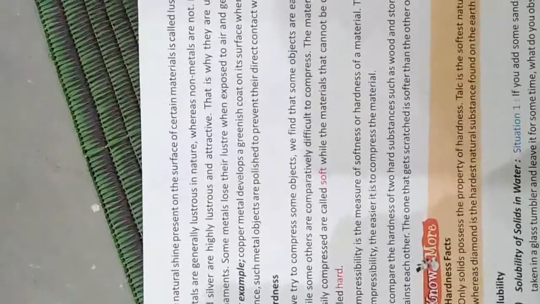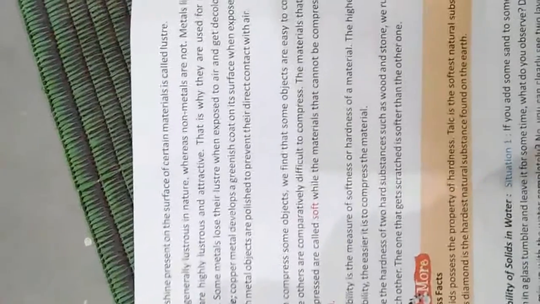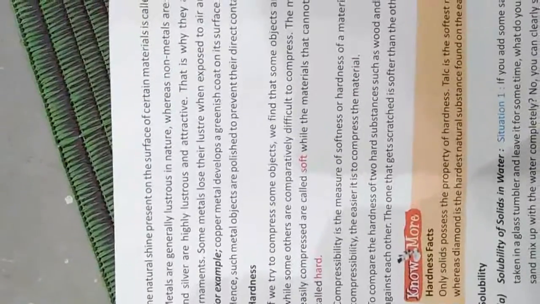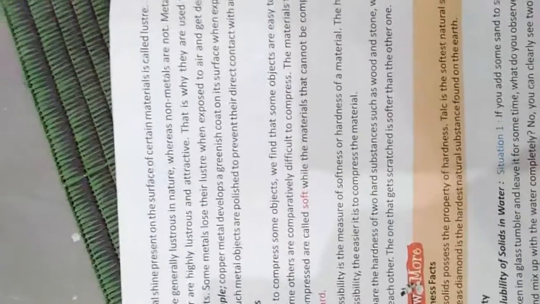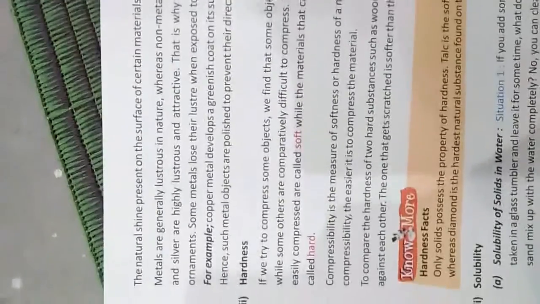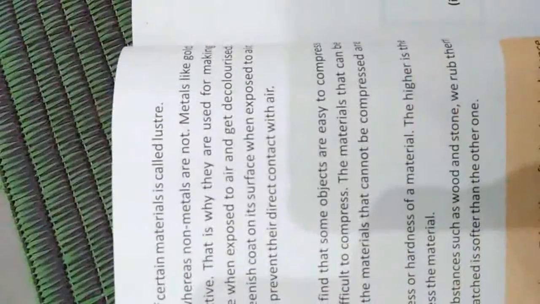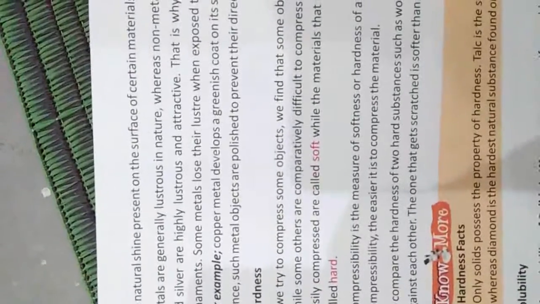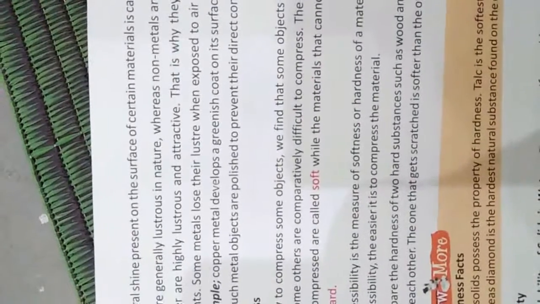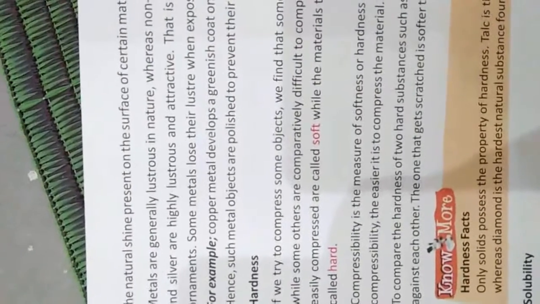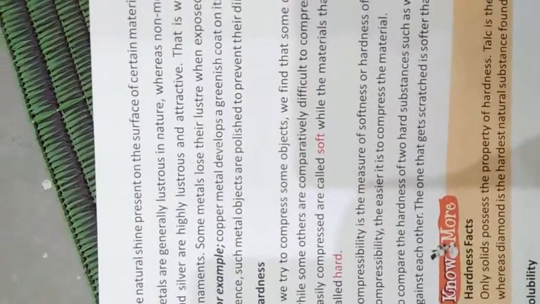Metals like gold, platinum and silver are highly lustrous and attractive, and that's why they are precious and are used for making ornaments. Some metals lose their luster when exposed to air and get discolored. For example, copper metal develops a greenish coat on its surface when exposed to air, which is also called corrosion. Hence, such metal objects are polished to prevent their direct contact with air and to prevent corrosion.